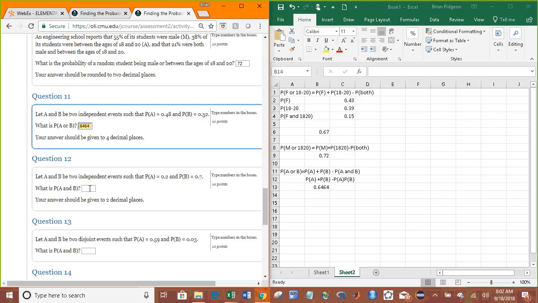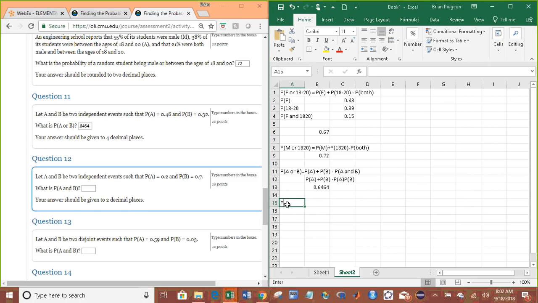Next one is A and B. Well, easy. Same idea, but now we just want A and B, which we know from the question before, because they're independent, the probability of A and B is 0.2 times 0.7, 0.14.